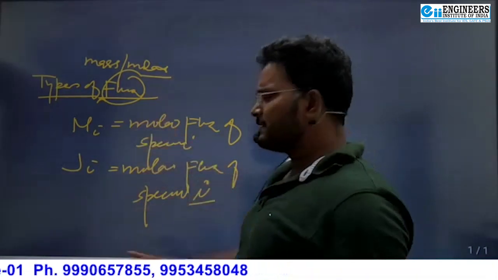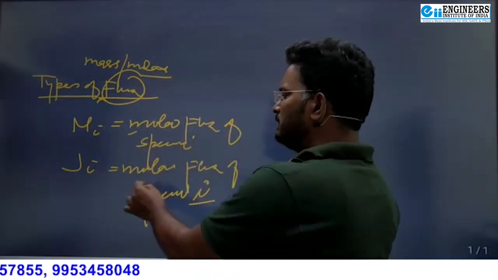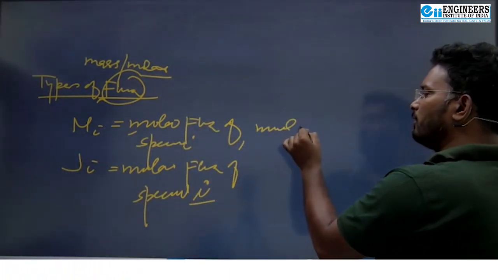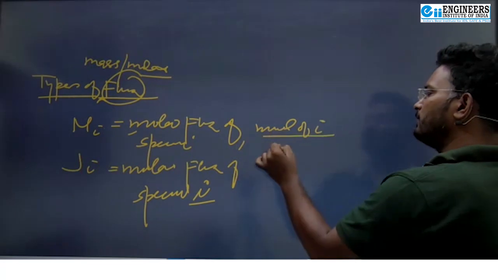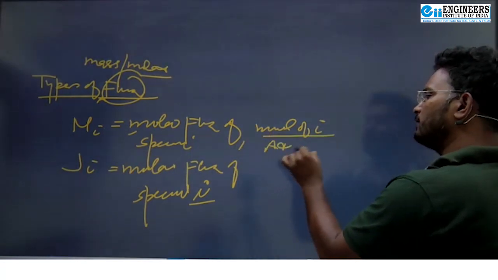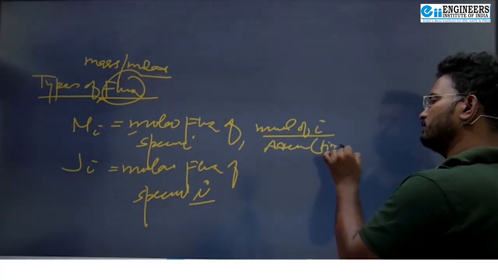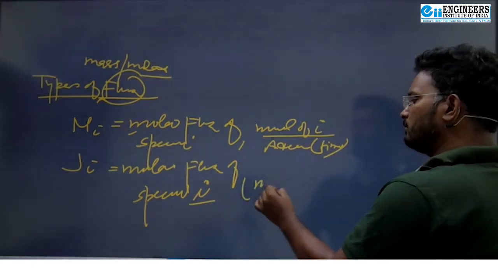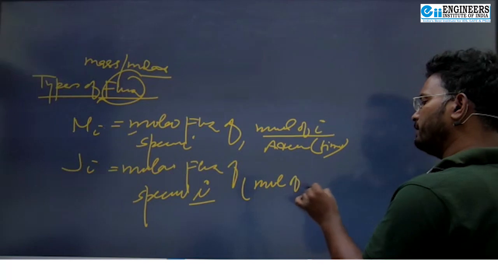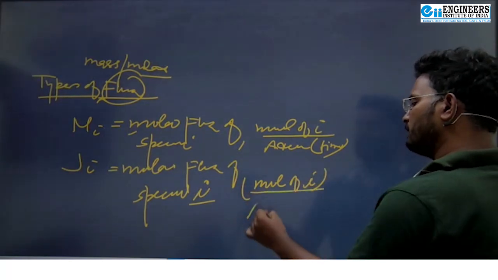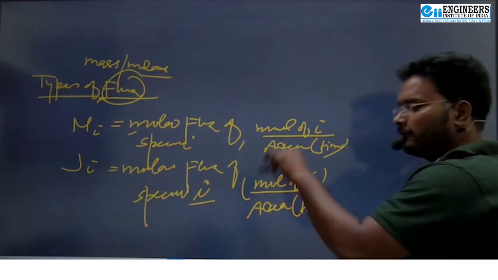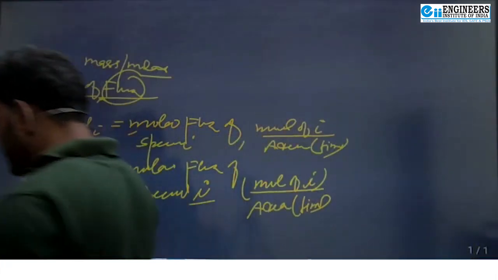So what is the difference in these two? It is also molar flux. Unit is mole of I transferred per unit area per unit time. Now it is again mole of I getting transferred per unit area per unit time. Both are the flux and both are the molar flux, Ni and Ji.